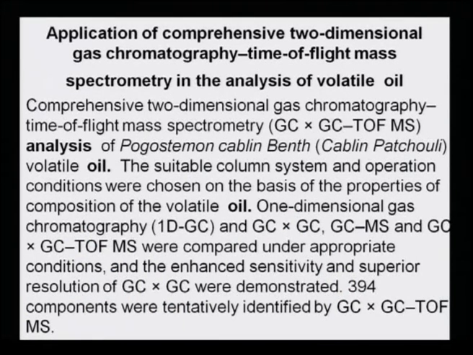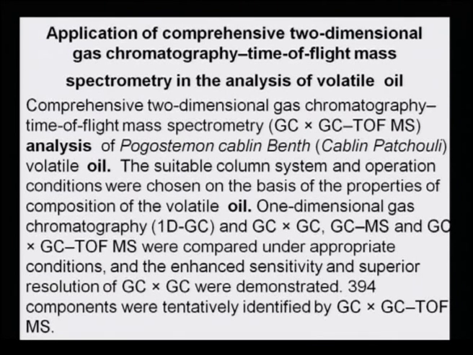mass spectrometer. Analysis of pogostemon, which is an essential oil of patchouli. The suitable column system and operation conditions were chosen on the basis of the properties of the composition of the volatile oil. One-dimensional gas chromatography, compared with GC and GCMS with GC-TOF, was compared according to the appropriate conditions, and the enhanced sensitivity and superior resolution of the GC coupled with GC were demonstrated.